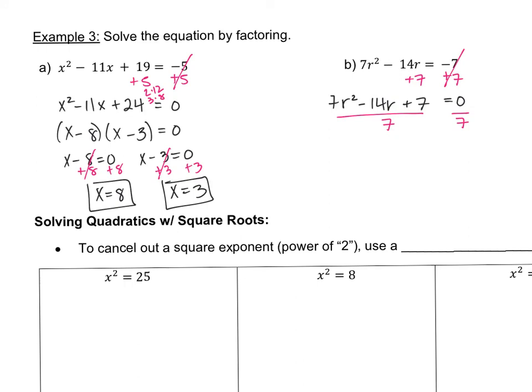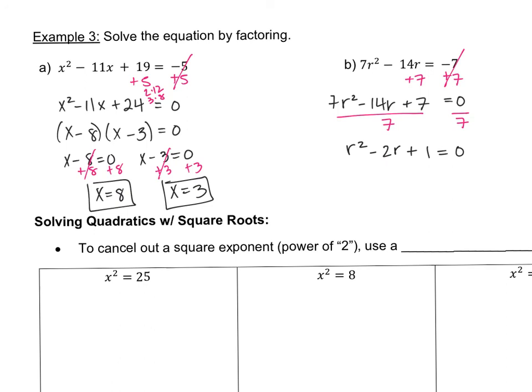So if I were to walk through this, 7 divided by 7 is 1r squared, or you don't need to write a 1 in front of a variable because it's just itself. So I'm just going to erase that. Negative 14 divided by 7 is negative 2. And I'll bring down the r. And then 7 divided by 7 is just a 1. And 0 divided by 7 is going to be 0. So we really didn't do anything to the other side when dividing by 7. From here I can factor.